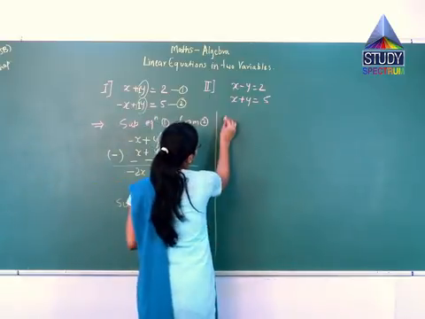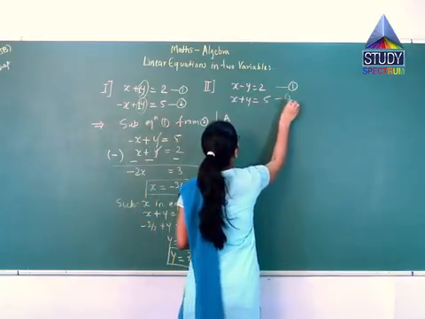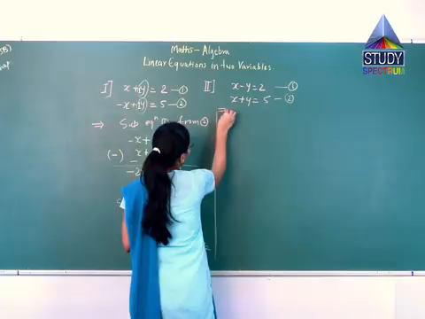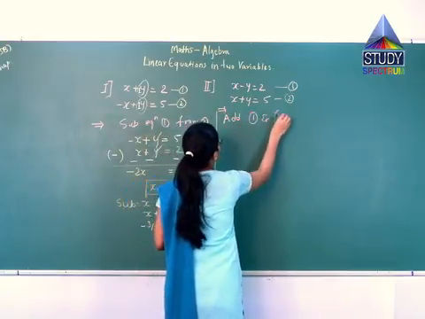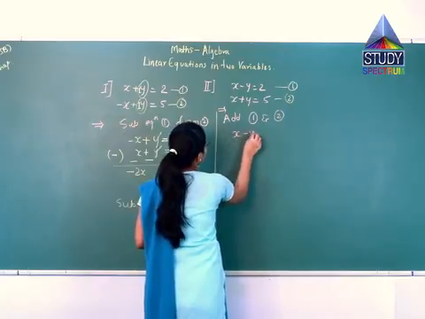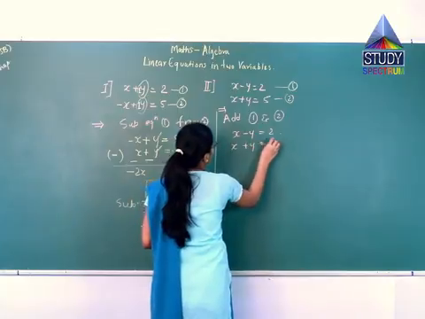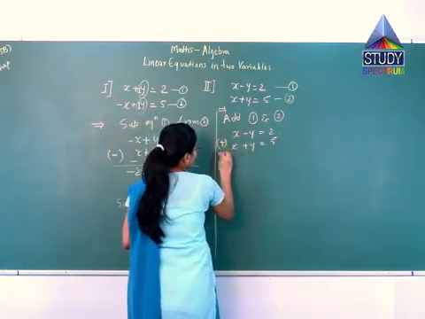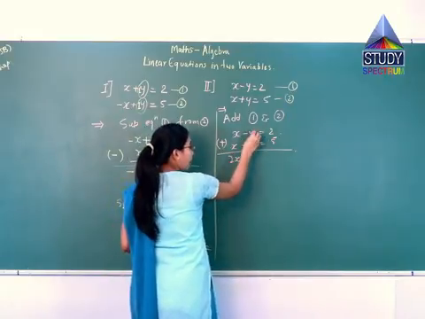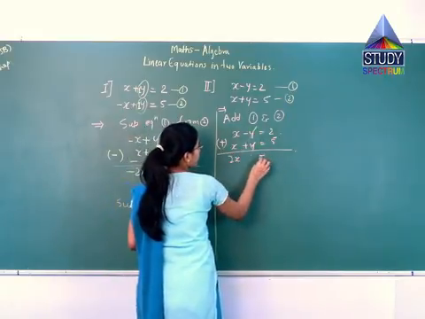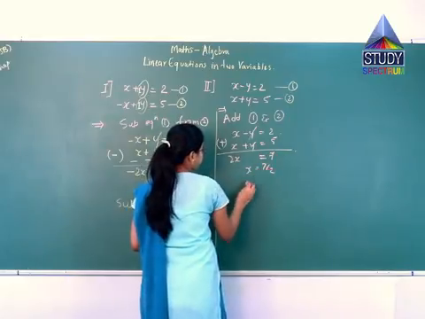Again suppose this is my equation number 1 and 2. Add 1 and 2. So x minus y is equal to 2, x plus y is equal to 5. We are adding. So you will see that x plus x is 2x. Minus y plus y will get cancelled, and you will get x is equal to 7 by 2.